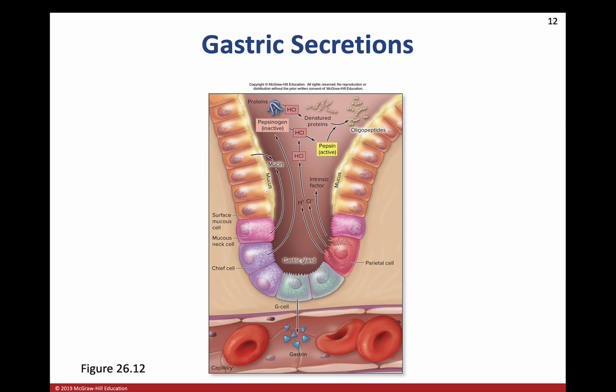Now here we basically have an image of the gastric secretions. We see the gastric gland releasing gastrin into the blood as a hormone. We also see the parietal cells and note that they are releasing hydrochloric acid and intrinsic factor. We can see various types of mucin. We can see pepsinogen being inactive coming from the chief cells and being activated by the hydrochloric acid into its active form, pepsin. And remember, hydrochloric acid will be denaturing proteins, and pepsin will be taking those denatured proteins and digesting them into smaller oligopeptides.